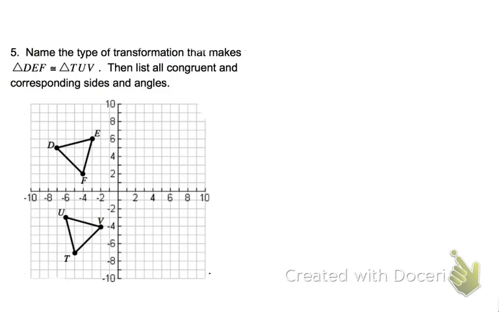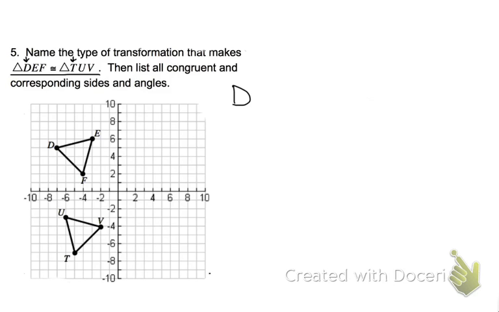So the first thing that I'm going to do is try and determine what type of transformation this is. And using this triangle congruent statement, I'm going to match up 2 of the coordinates, and I'm going to determine what type of transformation this is. So I'm going to match up D and T to try and figure out what type of transformation this is.